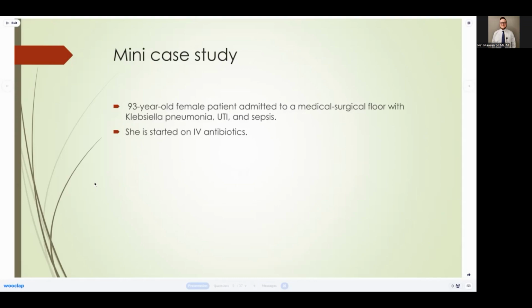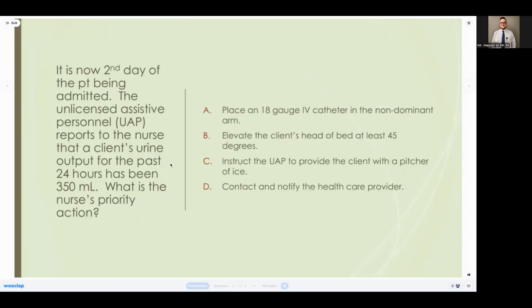So we'll talk about this case study more in class, but just to give you kind of an idea, 93-year-old female, patient admitted to medical surgical floor with Klebsiella pneumonia. Klebsiella is a type of bacteria usually found in our stool. Urinary tract infection is sepsis. So they've got infection all over the place. They've started IV antibiotics, which makes sense.